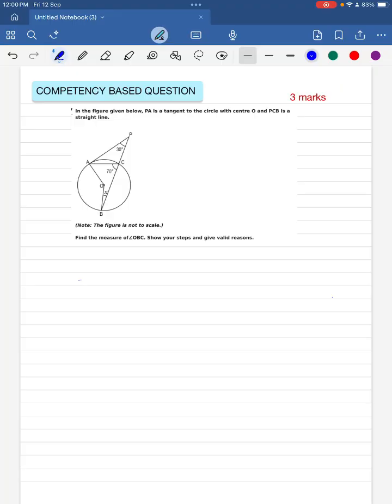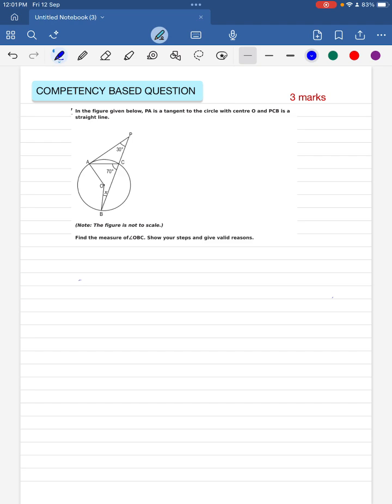In this video, I'll be doing a competency-based question for 3 marks. Let's look at the question. In the figure given below, PA is a tangent to the circle with center O and PCB is a straight line. Find the measure of angle OBC. And you have to show your steps and give valid reasons. Okay, now the angle that they're asking you to find is what is marked as angle X in the figure.